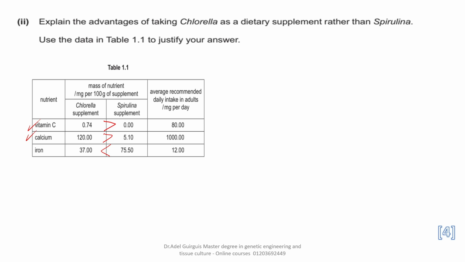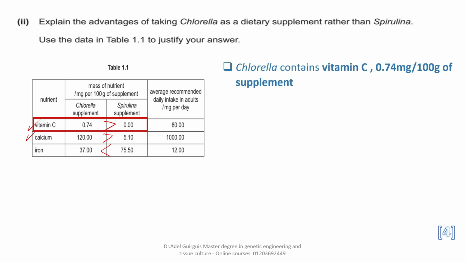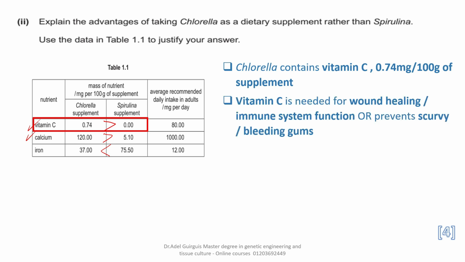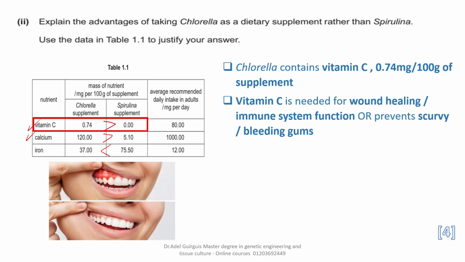Okay, for vitamin C, chlorella contains 0.74 milligram per 100 gram of supplement. Vitamin C is needed for wound healing, to improve immune system function, and to prevent scurvy, with bleeding gums like in this figure. Bleeding gums and joint pain are some of the symptoms of scurvy.